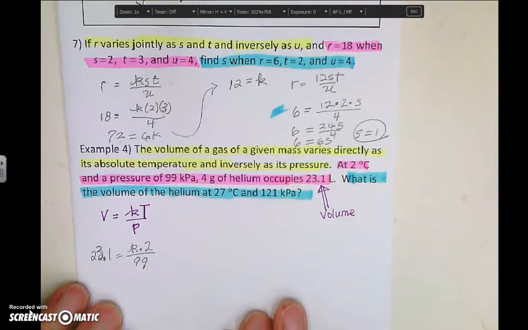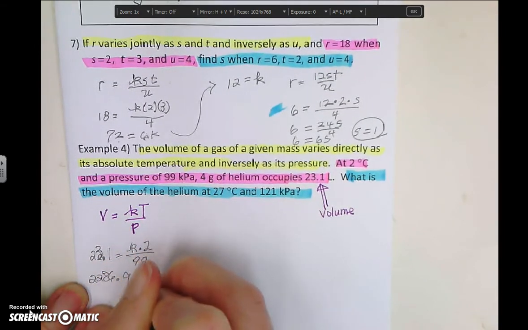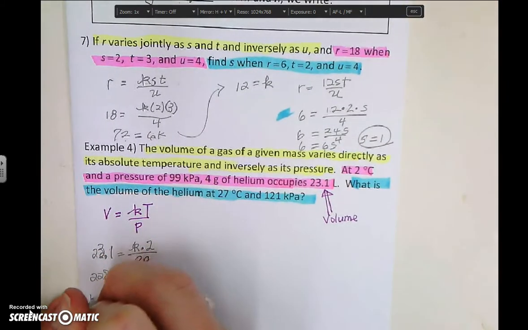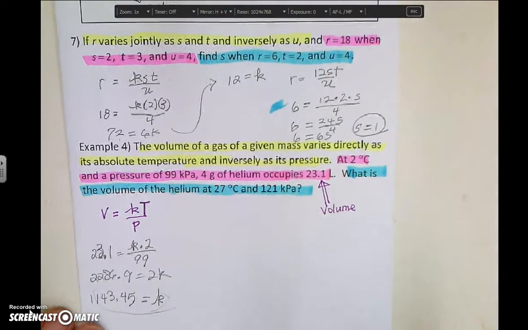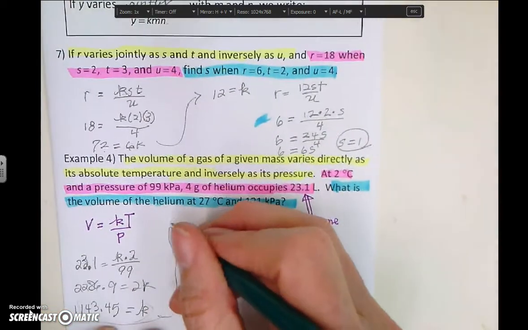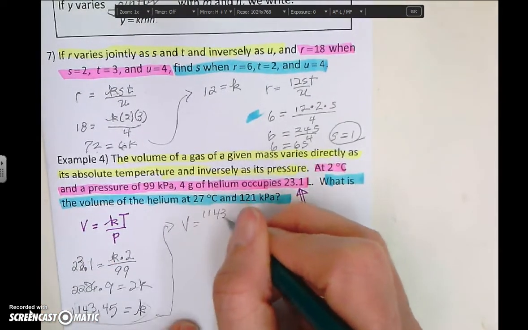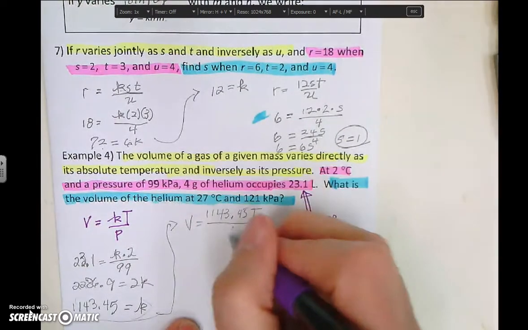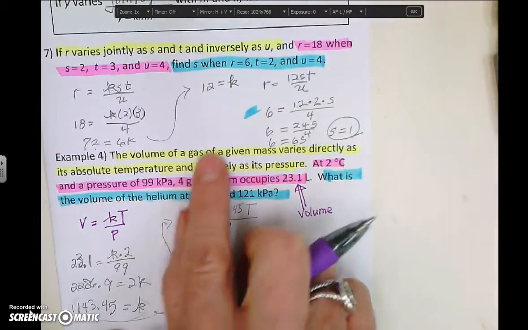23.1. So now I need to solve that for K, so I'm going to multiply by 99 and get 2286.9 is equal to 2K. And then I'm going to divide by 2 and get 1143.45. So here is my constant of variation. So I'm going to fill that in. So the volume then is equal to 1143.45 T divided by P. So this is going to be my equation of variation for this situation.